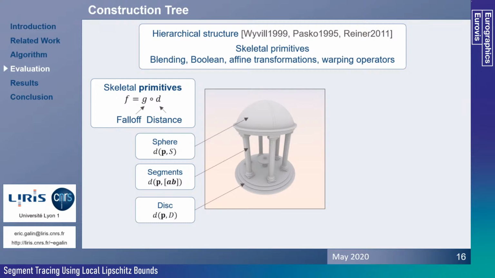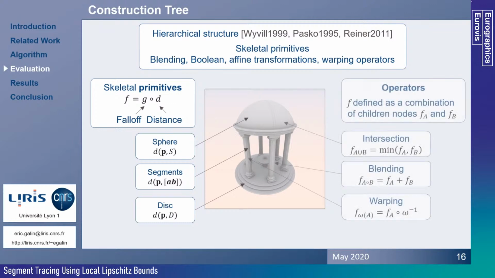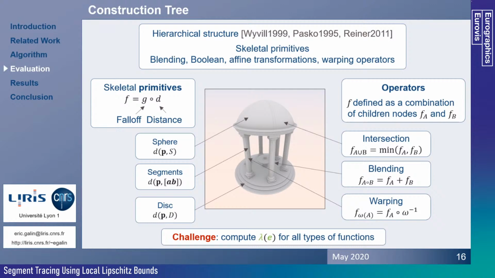Here, a sphere primitive was used to create the roof, and segments were used to create the pillars. The internal nodes of the tree contain operators such as intersection, blending, or warping. Here we used an intersection with a box to cut the sphere of the roof in half, and warping could be used to carve decorations in the pillars. The challenge consists in defining the Lipschitz bounds for all types of primitives and operators.